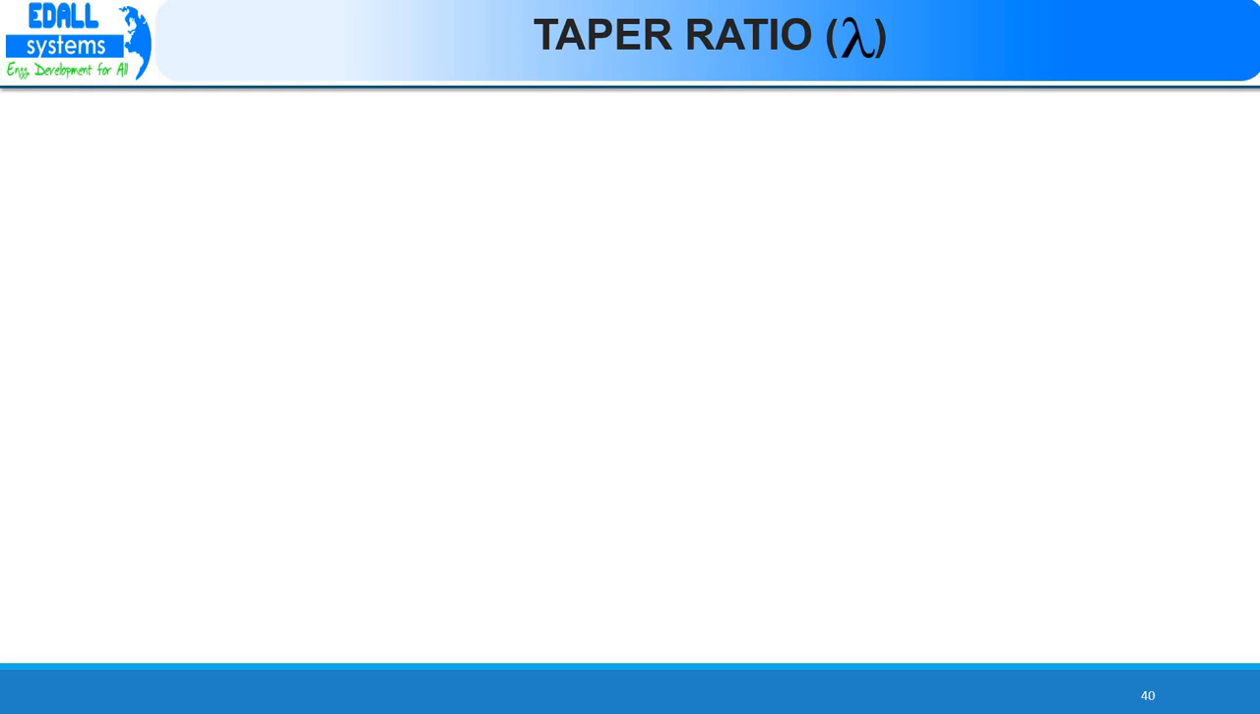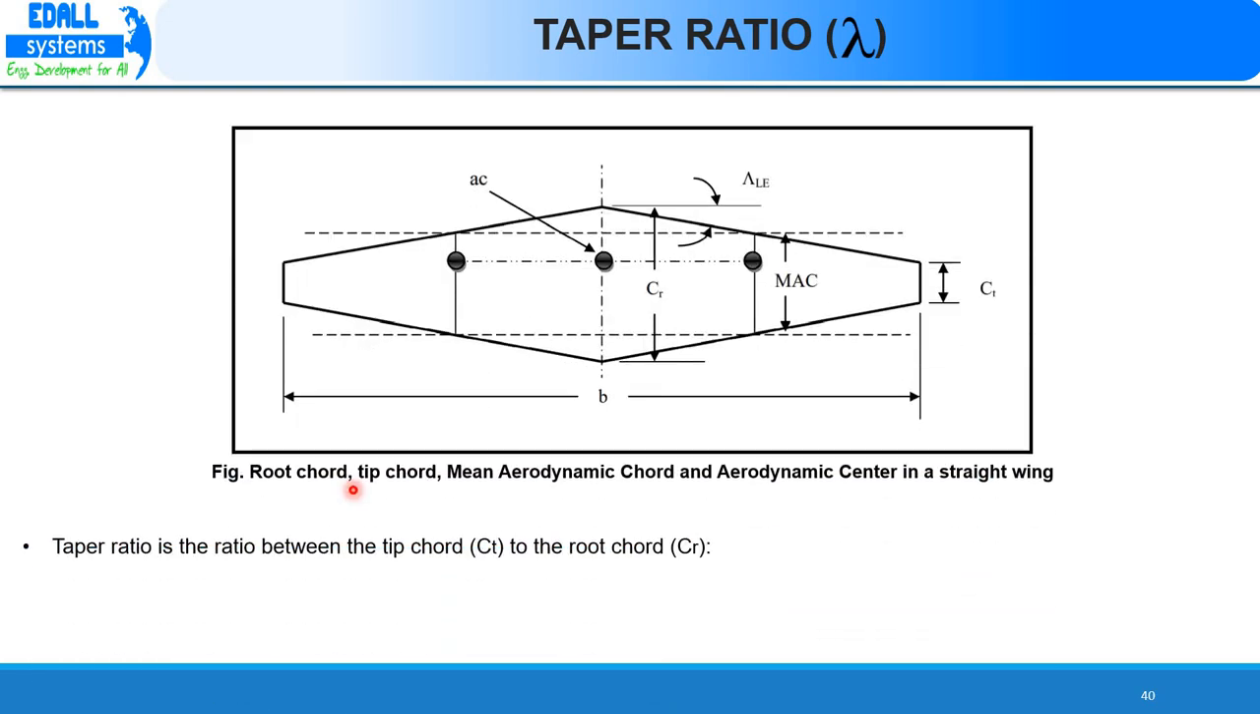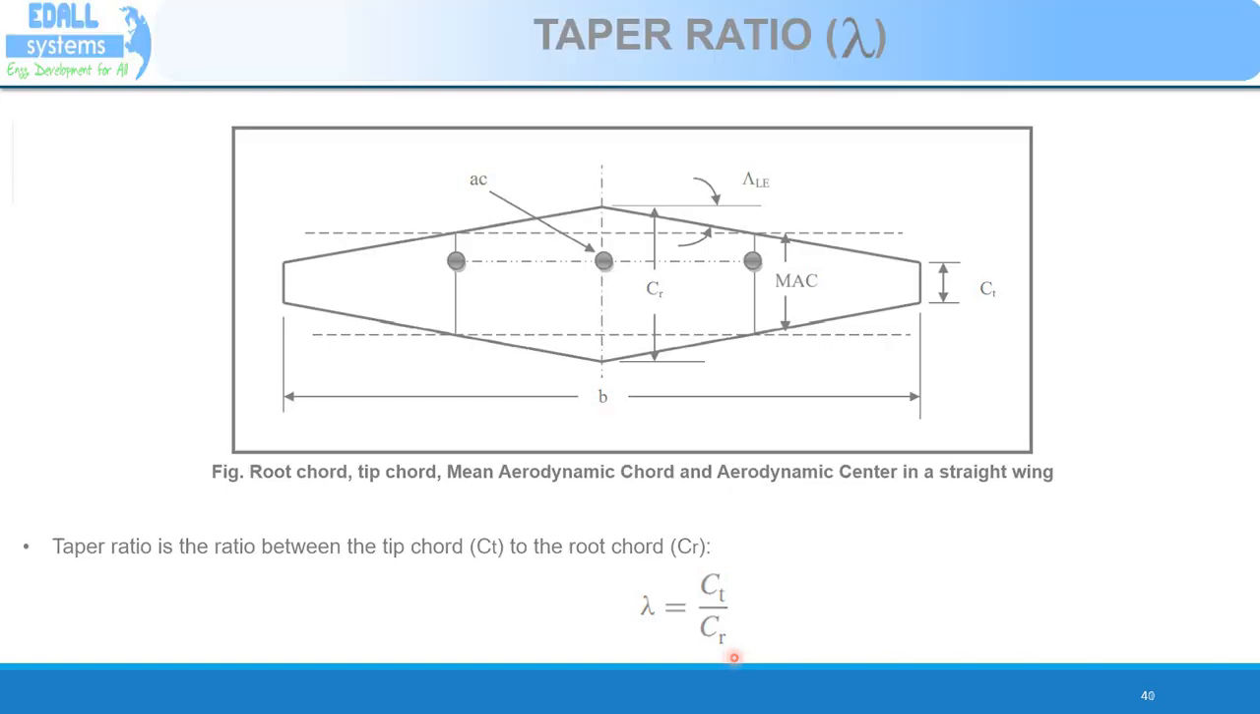Next parameter is taper ratio. The taper ratio is the ratio between tip chord CT and the root chord CR. That is, lambda equals CT divided by CR. This definition is applicable to the wing, horizontal tail as well as vertical tail. In general, taper ratio value varies between 0 and 1.